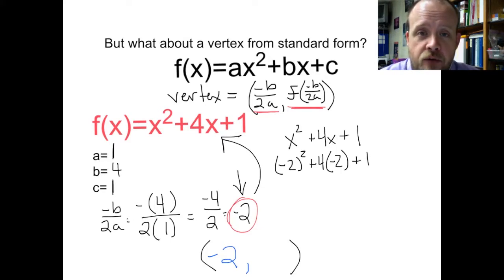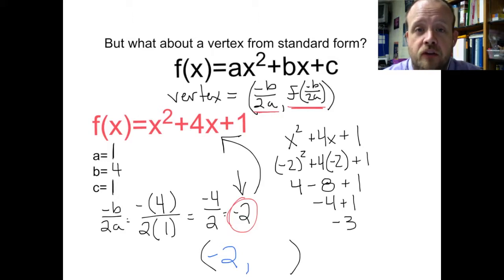As we work this out, negative 2 squared becomes positive 4. 4 times negative 2 is negative 8. And you just carry down your positive 1. 4 minus 8 is negative 4. Add 1, and we get negative 4 plus 1, which is negative 3. So our final value is negative 3. So our vertex is the point negative 2, comma, negative 3.